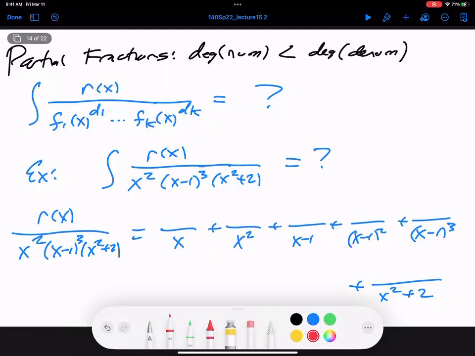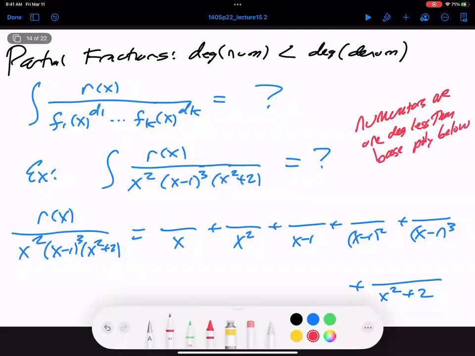For the first one, the rule is that the numerator is always a polynomial of degree 1 less than the base polynomial below. So numerators are 1 degree less than the base polynomials. In the first one, we have a polynomial that's x. What's the degree of x? 1. So what's the degree of the numerator? 0, which means it's a constant.